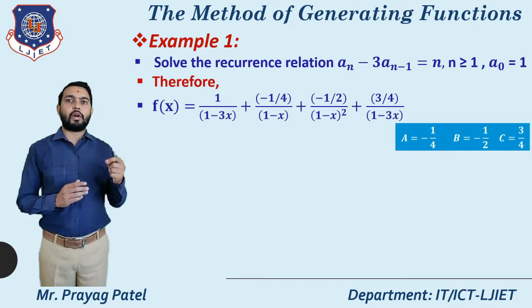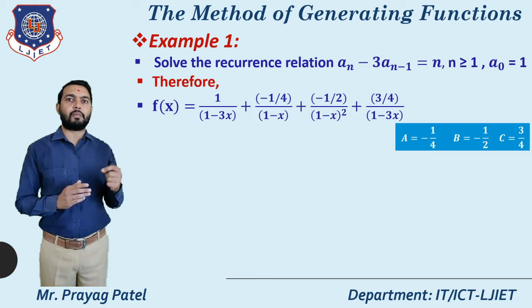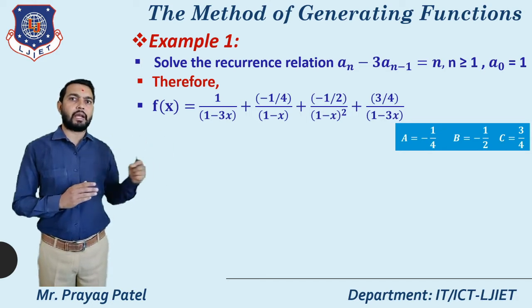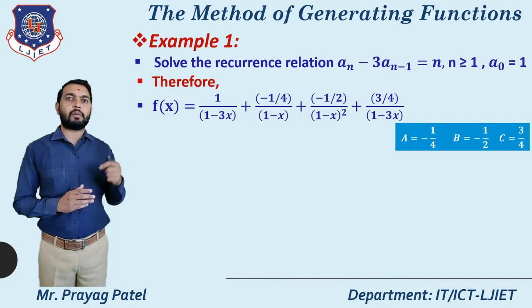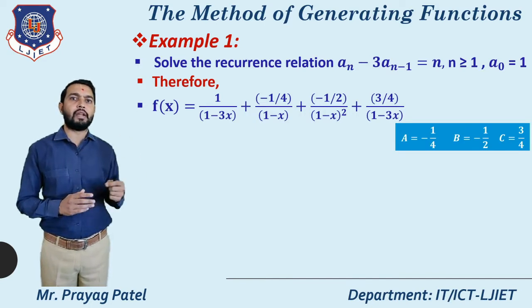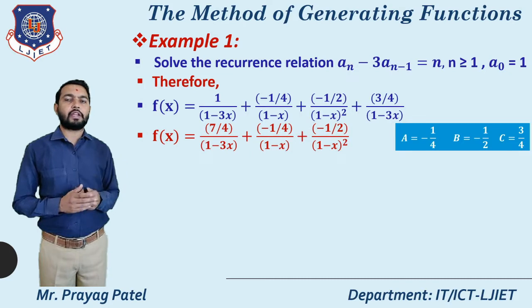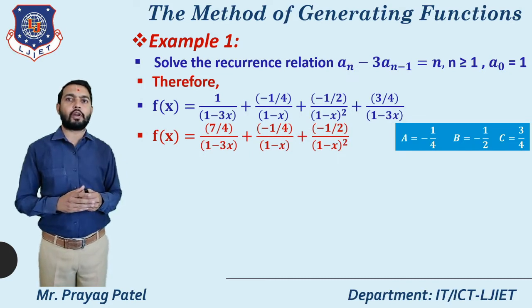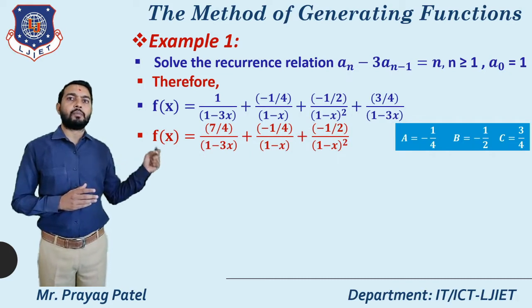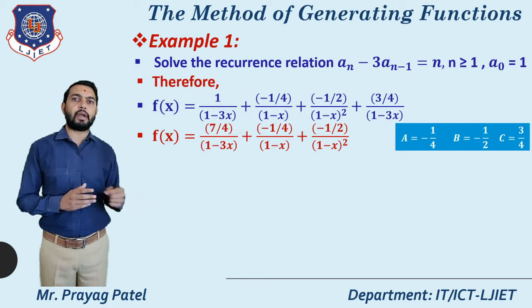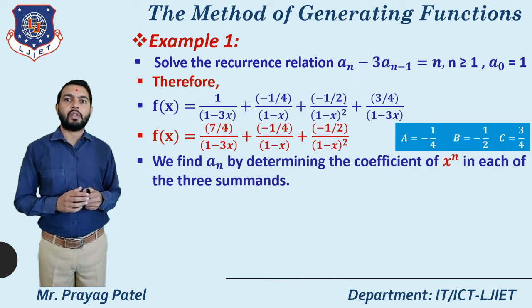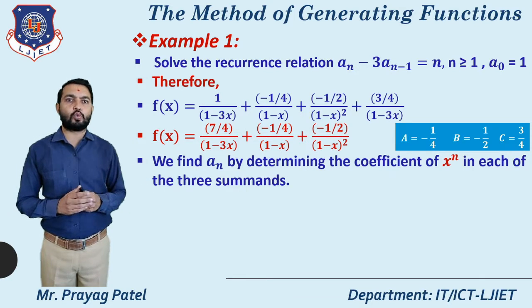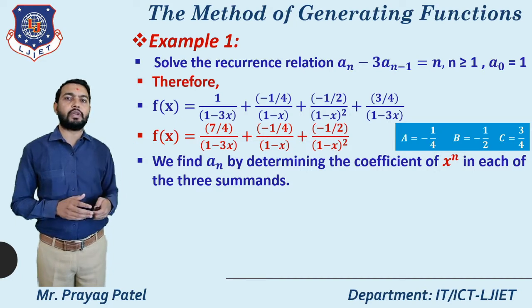So put these values in the common form f(x). So f(x) equals 1 upon 1 minus 3x plus minus 1 by 4 divided by 1 minus x plus minus 1 by 2 divided by 1 minus x squared plus 3 by 4 divided by 1 minus 3x. Now simplify this equation: f(x) equals 7 by 4 into 1 minus 3x plus minus 1 by 4 divided by 1 minus x plus minus 1 by 2 divided by 1 minus x squared.